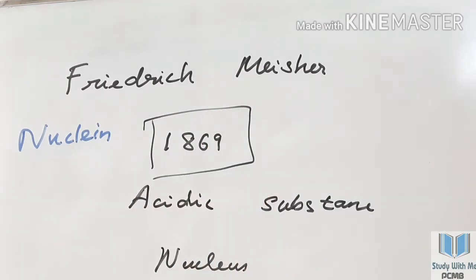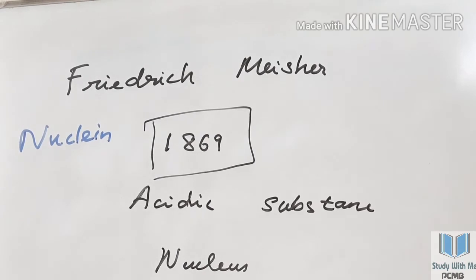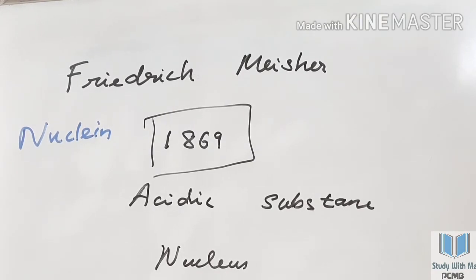So you can see here it was 1869. At that time, due to some technical problems or lack of technology, there was no proper microscope, or microscopic studies were not done in that time. So it was kept like that for a long period of time. So let's see then what happened. Before that, we can study about two scientists.